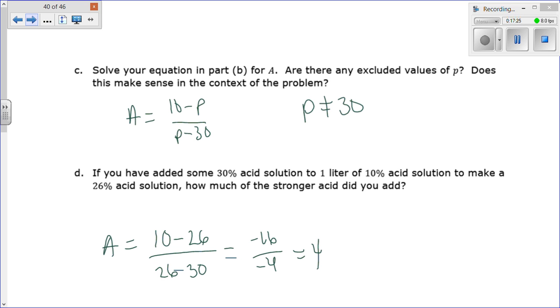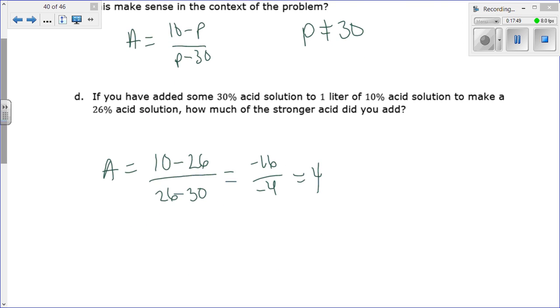Solve your equation in part B for A. I did some magic and I got A = (10 - P)/(P - 30). Are there any excluded values of P? Yes, it cannot be equal to 30. Does this make sense in the context of the problem? And yes, it does, because I will never have a 30% solution, because I'm adding that to a 10% solution. So it's not going to ever be equal to 30%.